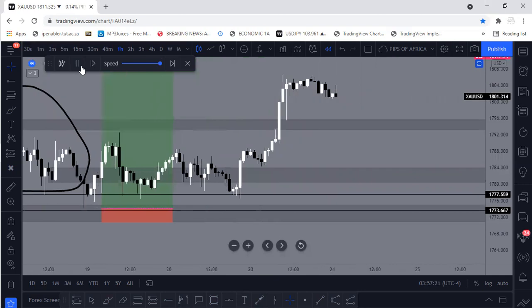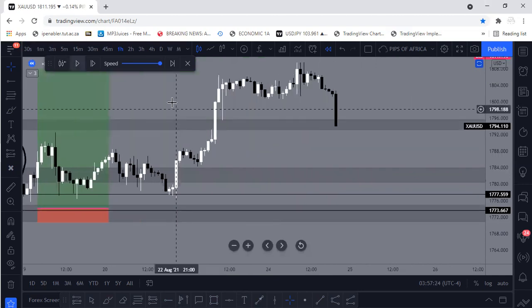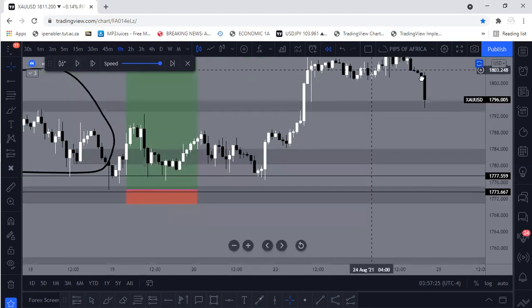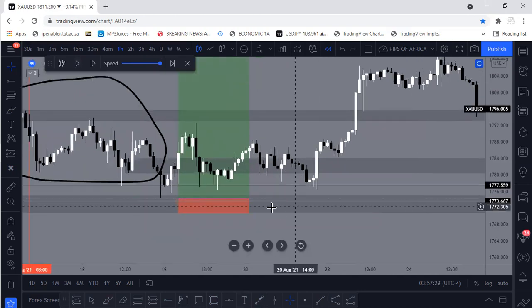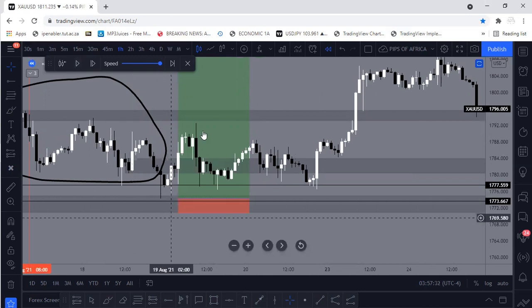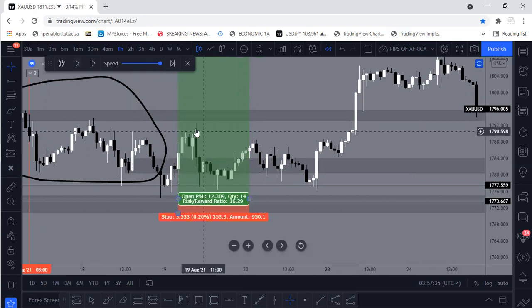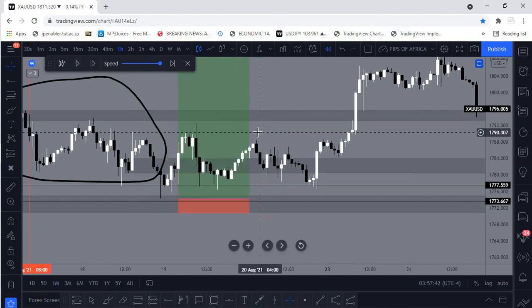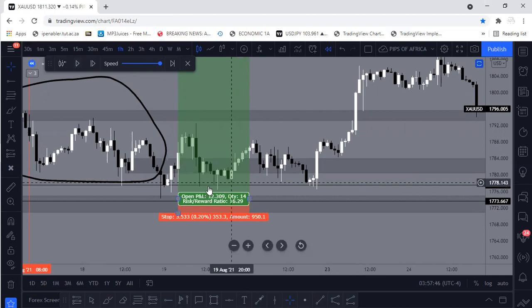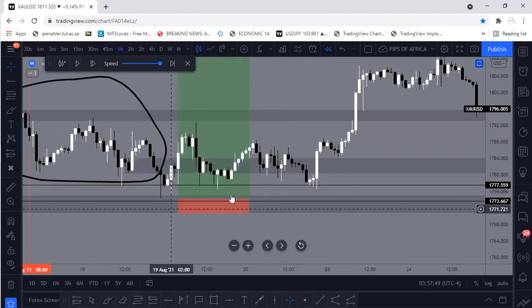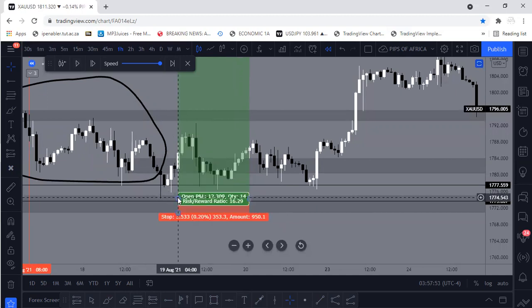You see what happened? Let me stop it now. You see what happened here? The price went inside this order block, then it went to the upside. Maybe you're going to get out here on this one. That's fine. There's no need for you to be greedy. You can stay in this one also if you want to, right?